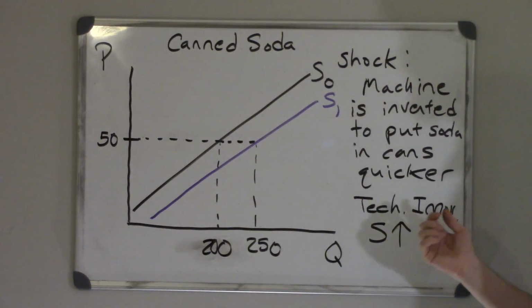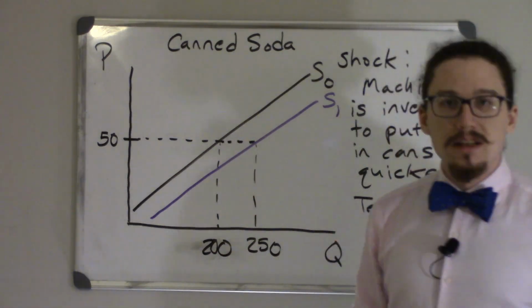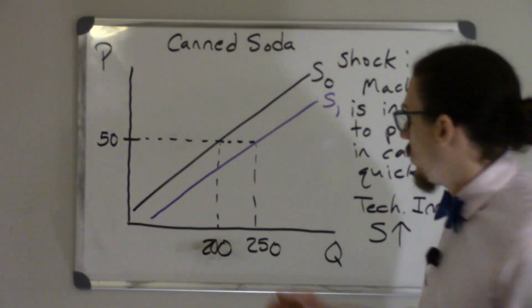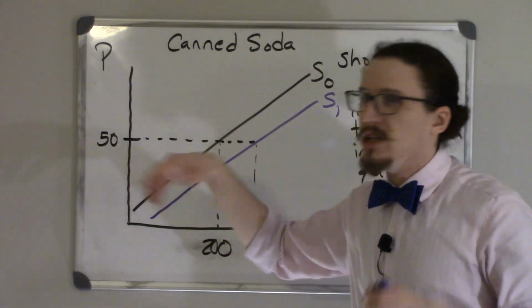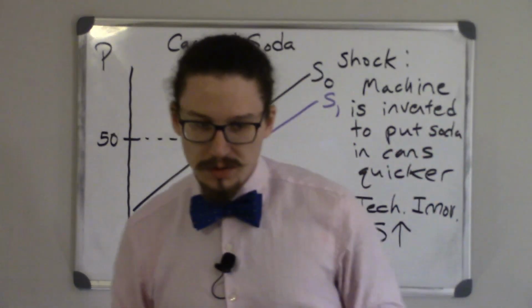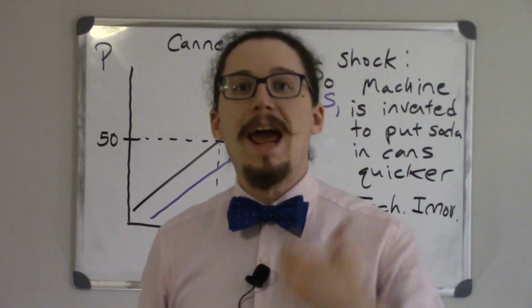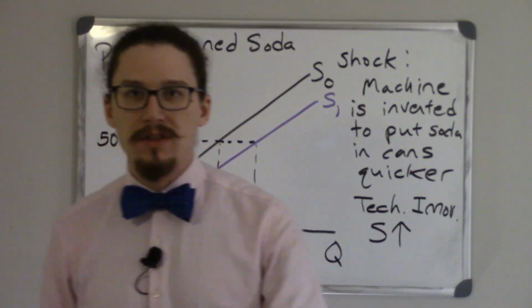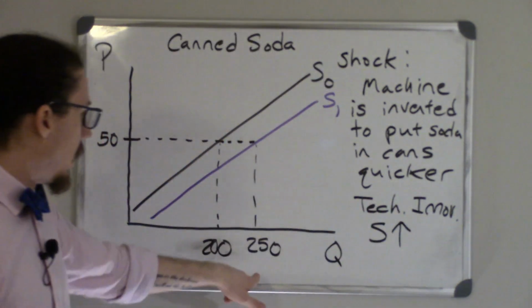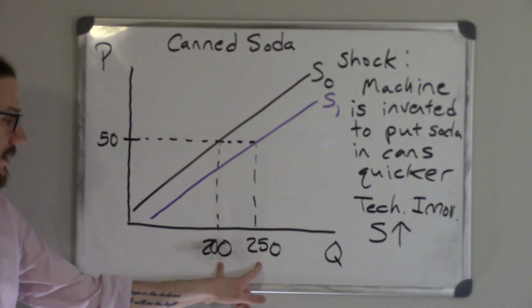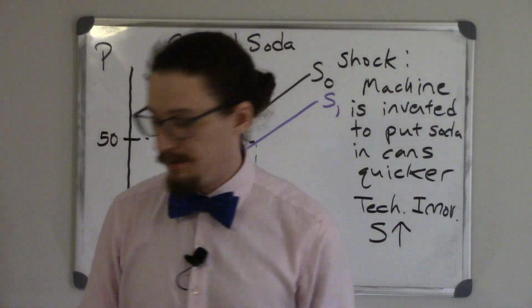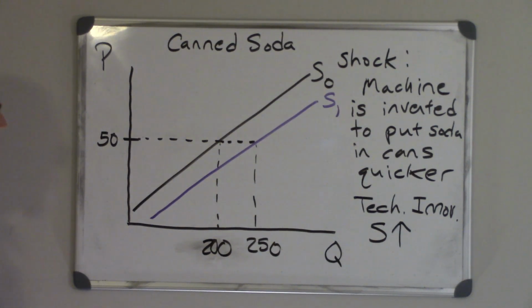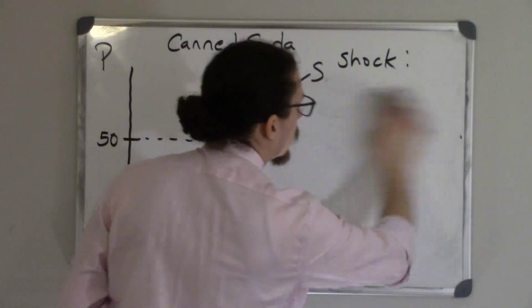But when we have this new technology, some of the existing people that make soda are going to increase the amount they make, and potentially we will have some individuals that can now break even or make a profit at 50 cents that couldn't before. And both of those groups would be what contributes to the increase to 250. All right, but that's it for our technological innovation.